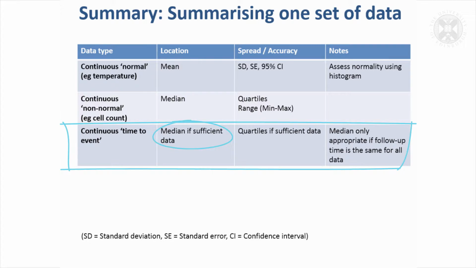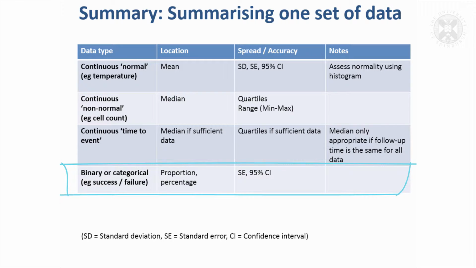We've just looked at time to event data, when the event may or may not happen. If you've got sufficient data and there's a fixed follow-up period, then the median is a good way to summarise it. And again, if you've got sufficient data, you could use quartiles, but you need to be sure that the follow-up period is the same for all the data.